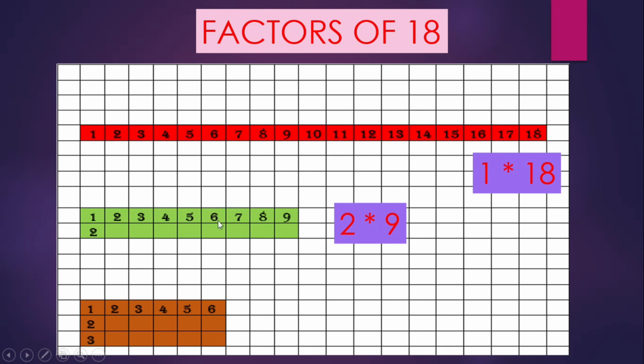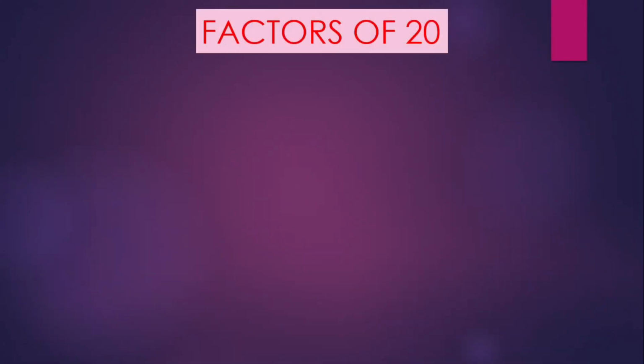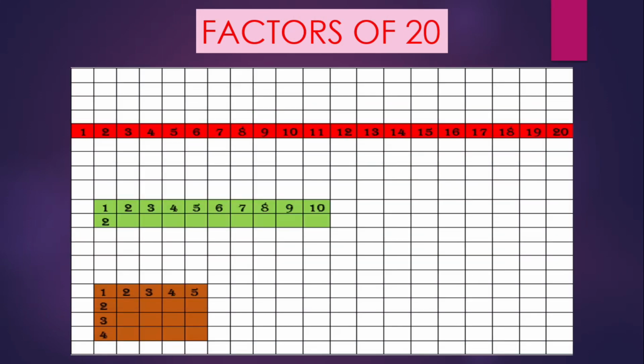And here children, one more counting number if I take, that is 3. So in 3's table I have 18 as 3 6s are 18. So this is the third possible factor of 18, and these are the three rectangular representations of the factors of 18.